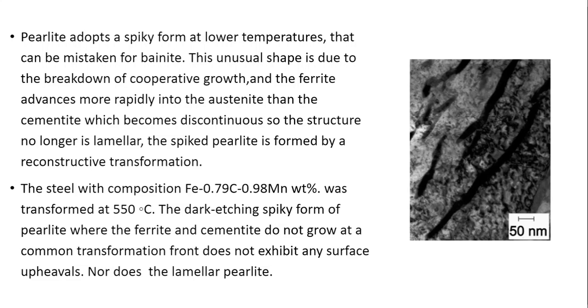Perlite adopts a spiky form at lower temperatures that can be mistaken for bainite. This unusual shape is due to the breakdown of the cooperative growth, and the ferrite advances more rapidly into the austenite than the cementite, which becomes discontinuous, so the structure is no longer laminar. The spiked perlite is formed by a reconstructive mechanism.